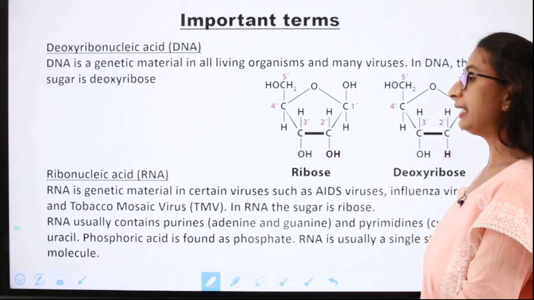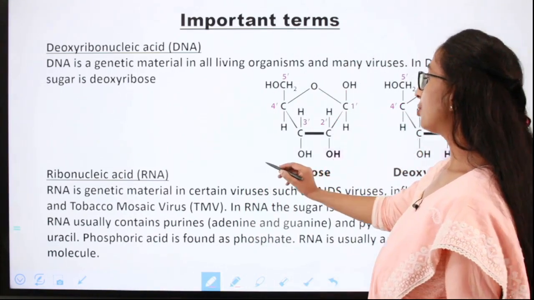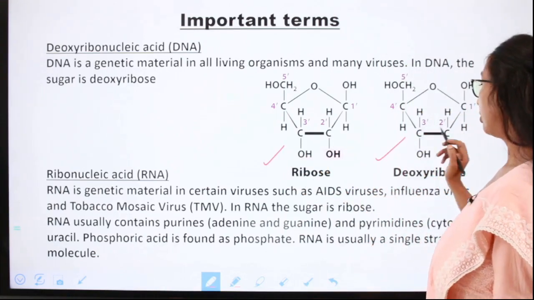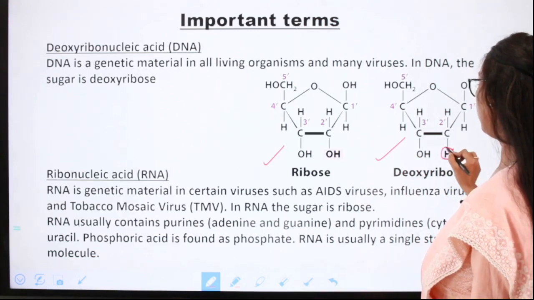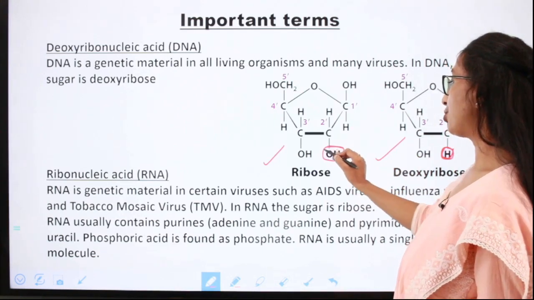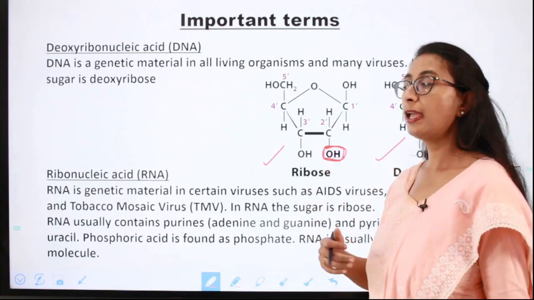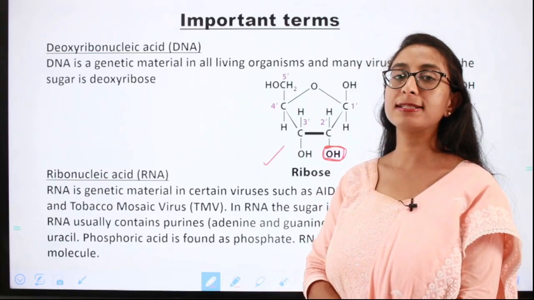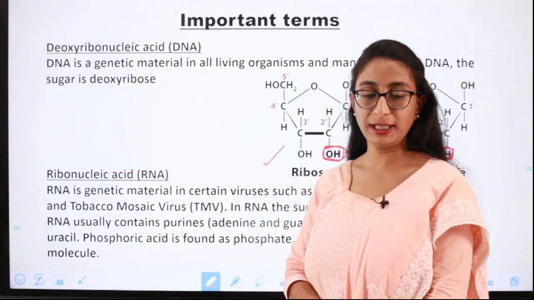So the difference between DNA and RNA is this. In the RNA, the sugar is ribose, whereas in DNA, the sugar is deoxyribose. In a deoxyribose, in the carbon 2 atom, we have hydrogen atom, whereas here we have the hydroxyl in the ribose sugar. So this is the difference between deoxyribose and ribose. Then what is RNA? In certain organisms, in certain viruses like retroviruses, we have RNA, which is a single-stranded molecule, as the genetic material.